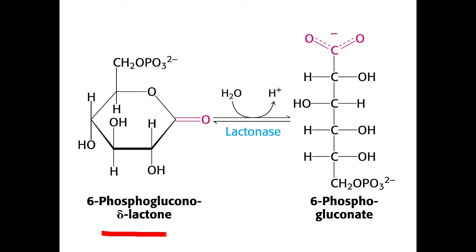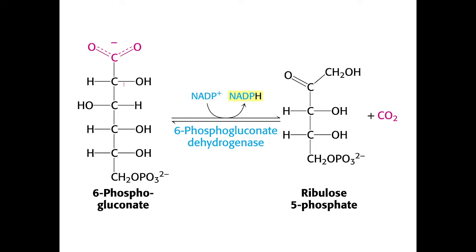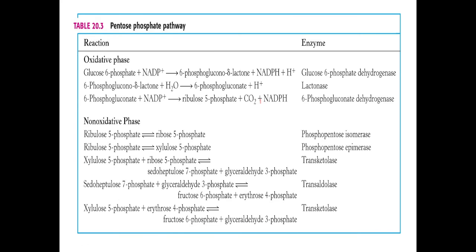Next, 6-phosphoglucono-delta-lactone, with the help of the lactonase enzyme, has a water molecule added, and we get 6-phosphogluconate. So this was a ring structure, and now it is a chain structure. Now this chain structure, with the help of 6-phosphogluconate dehydrogenase, gets converted into ribulose 5-phosphate and carbon dioxide. Here we saw the CO2 group removed, and we get ribulose 5-phosphate. The enzyme involved is 6-phosphogluconate dehydrogenase, and NADPH is also generated in this process.